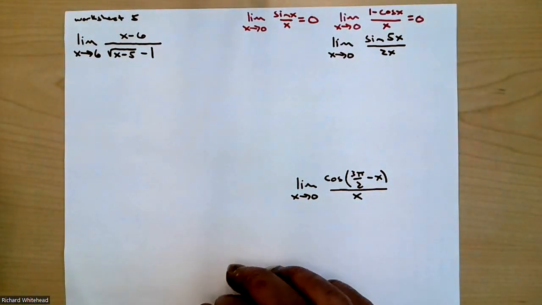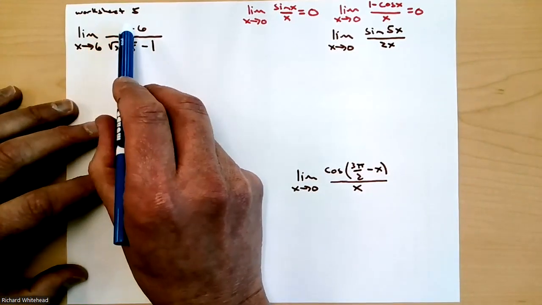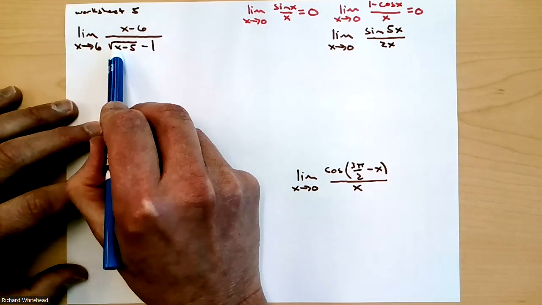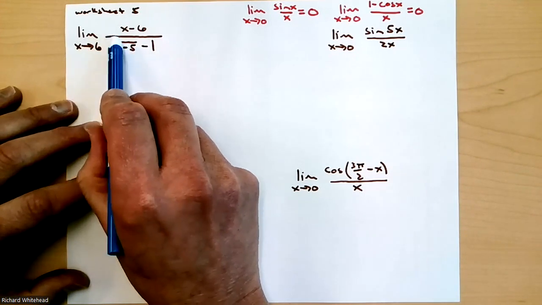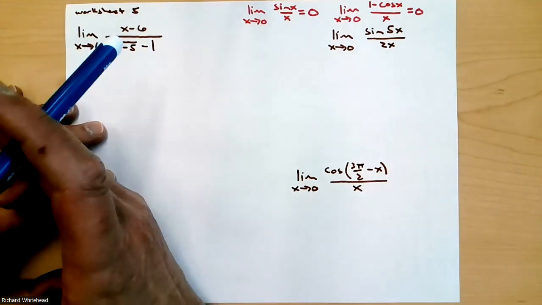Okay. All right. How about something like this? If I plug 6 in there, square root of 1 is 1. 1 minus 1, whoa, I get 0 over 0 again. Once again.